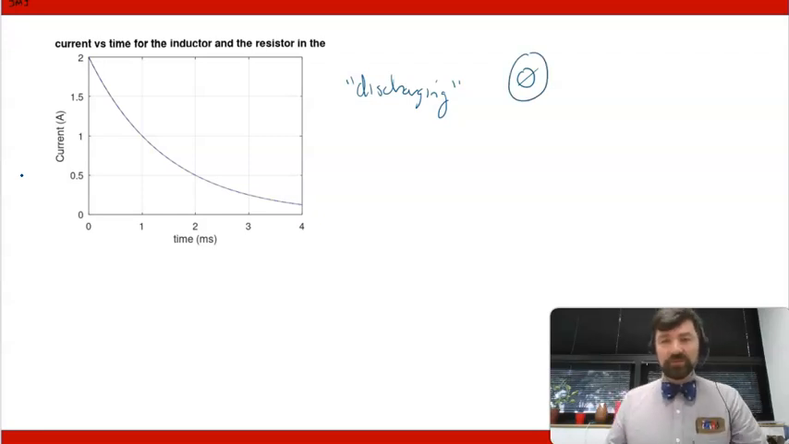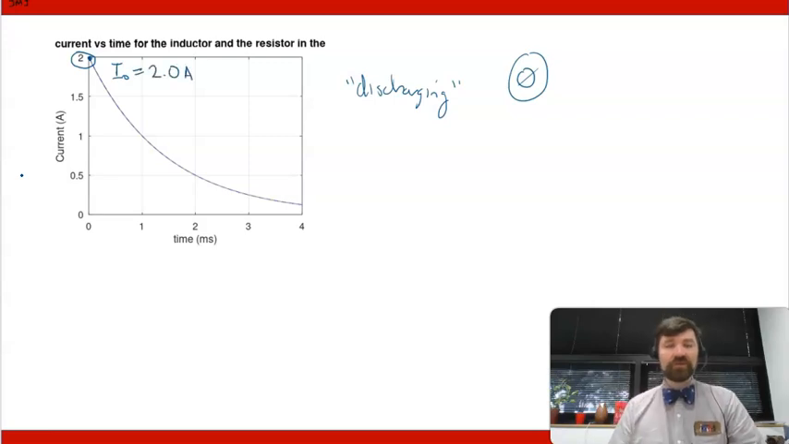Okay. Now what can I get off of this graph? Well, quite a bit actually. First of all, I have this point right here, which is giving me my initial current. Specifically, it's where this curve is meeting with the y-axis. So I0 is 2, or maybe 2.0 amps.